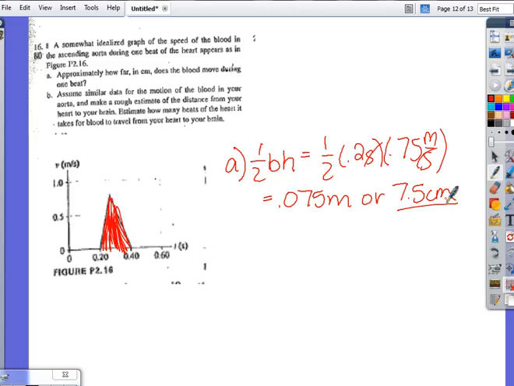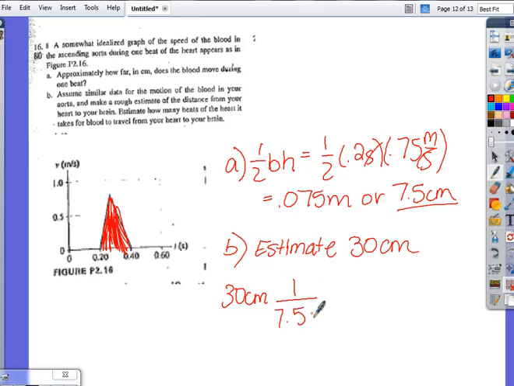Part B says, assume similar data for the motion of the blood in your aorta and make a rough estimate of the distance from your heart to your brain. So that estimate, I would say, would be about maybe 30 centimeters, or 0.3 meters. So if we have 30 centimeters and each beat is 7.5 centimeters, then multiply this out and you get about 4 beats to get to your brain.